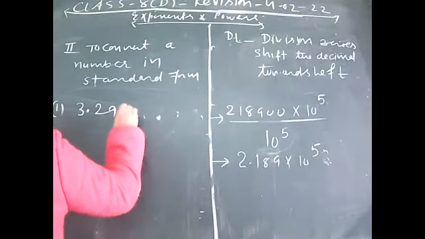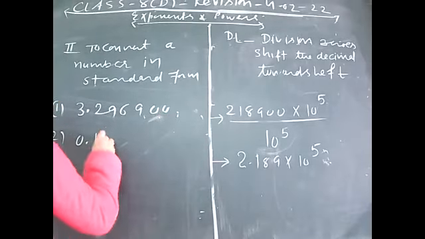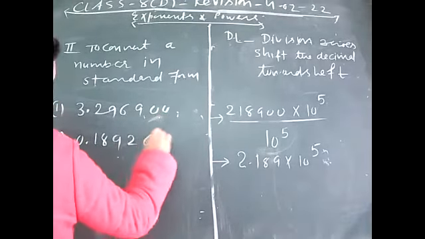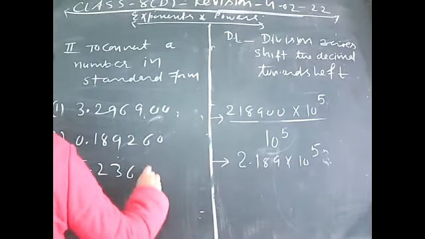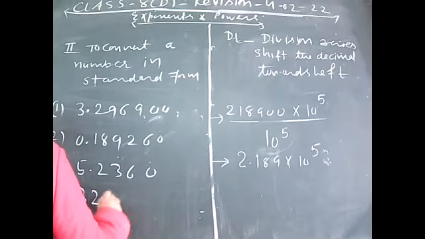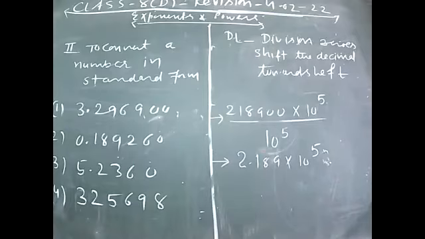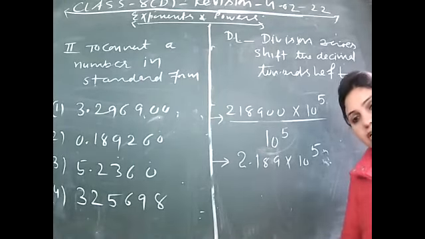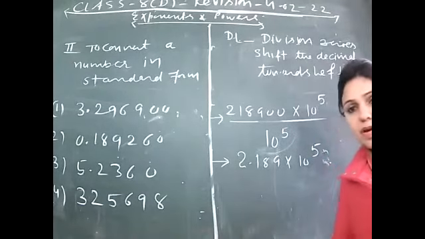First, 3.296000. Second, 0.189260. Third, 5.2360. Fourth, 325,698. So these are the 4 questions which you will do. You have to convert these numbers into the standard form using the concept of DL and MR, right?